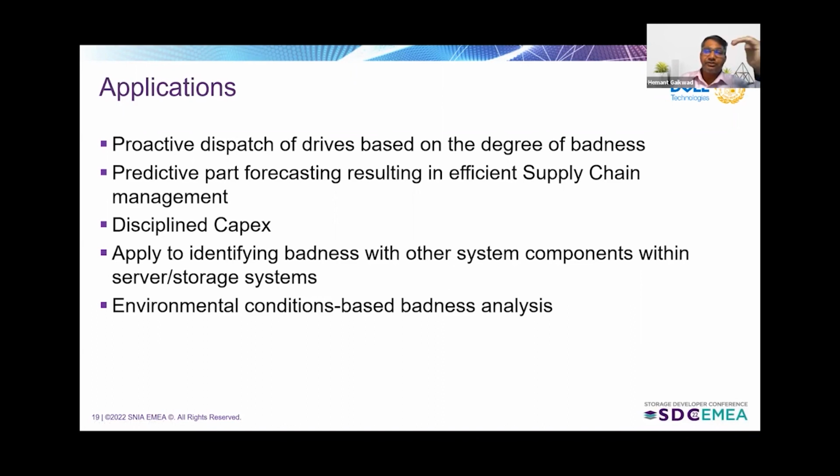With all the approaches that we've discussed today, we could have several applications across multiple domains. A few could be around proactive dispatching of drives based on the degree of badness. In recent times, there have been challenges with continuity of supply, and these techniques would surely help provide much better and predictive parts forecasting, ensuring a seamless supply chain management. Similarly, this could also help keep a check on the capex and bring discipline, which otherwise is beefed up to take care of unknown exigencies related to hardware failures. Other use cases could be assessing criticality associated with various other hardware components. And we could also look at the environmental factors or conditions and how they affect the criticality of any hardware components as well.